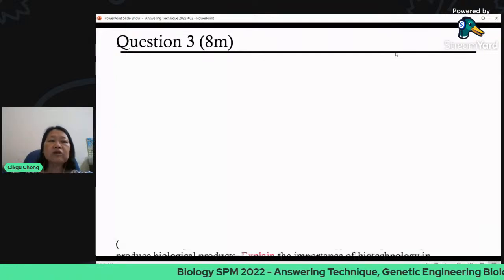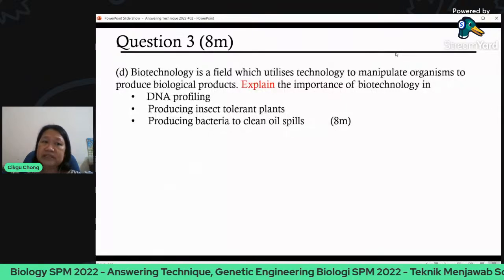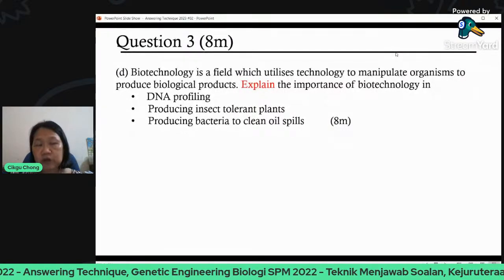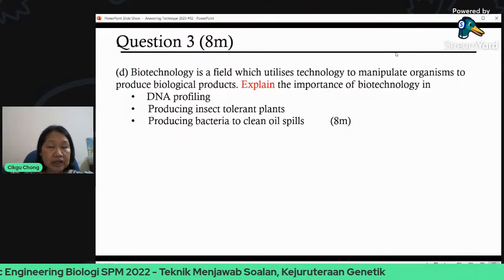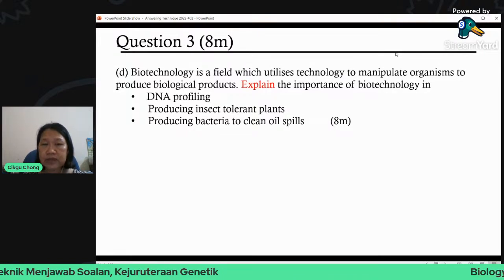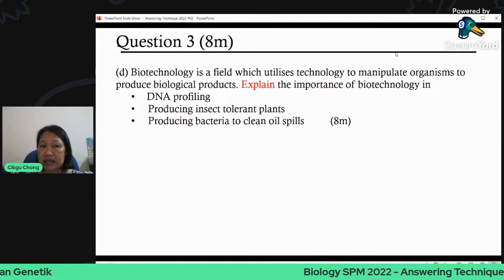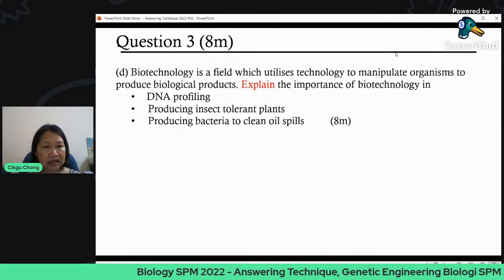Okay, right. Biotechnology. Genetic engineering is part of biotechnology also. It's a field which utilizes technology to manipulate organisms to produce biological products. Explain the importance of biotechnology in DNA profiling. So that means you only talk about these three. Don't talk about other things.